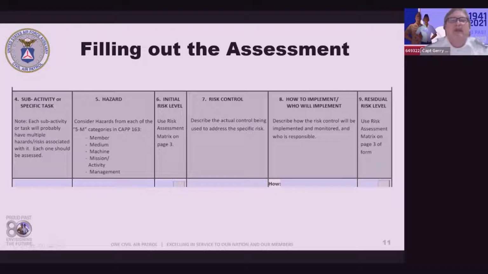So now we're ready to fill out the next part of the form. So we have 6 columns that we'll be using. We have the subactivity. So the activity is SUAS flying. We have a subactivity. We have the possible hazard, the initial risk level, the risk control that we are going to use, how we're going to implement that control, and who will implement it.